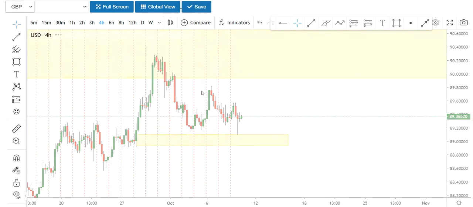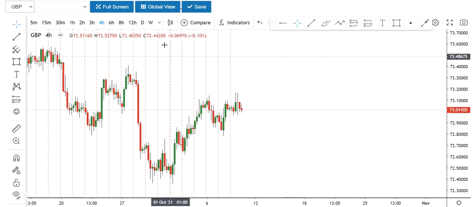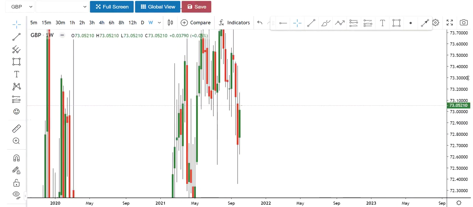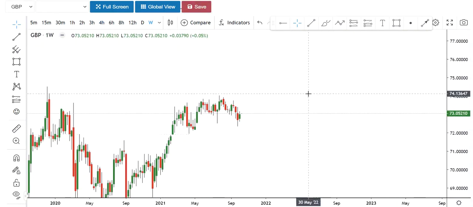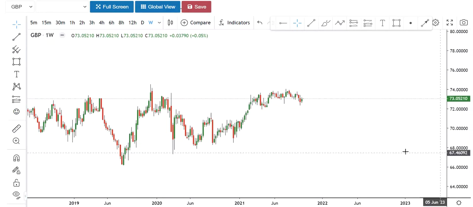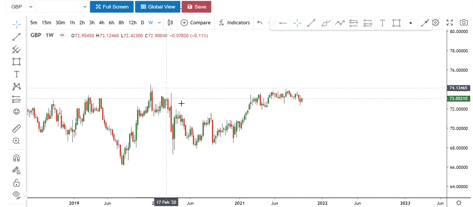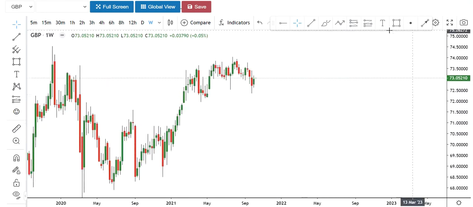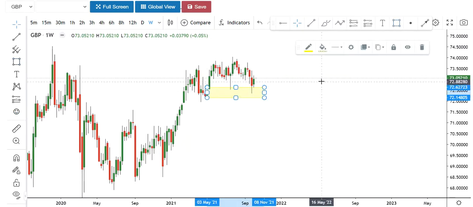Now let's quickly move to the GBP, the Great British Pound. From what we can see on the weekly, we've formed a low, but there was a break in market structure here, so we have another demand zone towards this area. So what do we expect? We expect price to move up before coming down. And if you look at it carefully, we can see that price is in a demand zone.